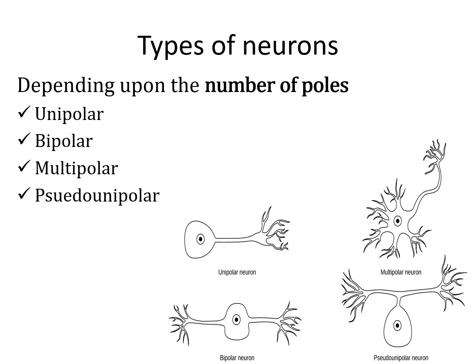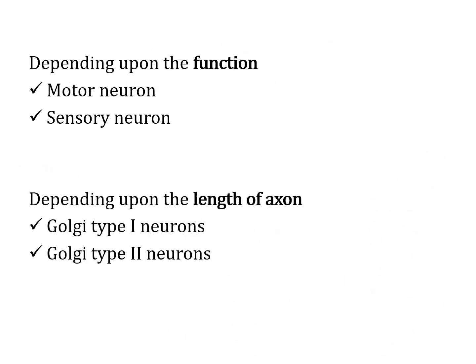So bipolar, the retinal cells are basically bipolar neurons. So two poles. We can see two poles from the cell body. That's why it is called bipolar. Again, another classification would be motor neuron and sensory neuron based on the functions. And then depending upon the length of the axon, we can classify into Golgi type 1 and Golgi type 2.